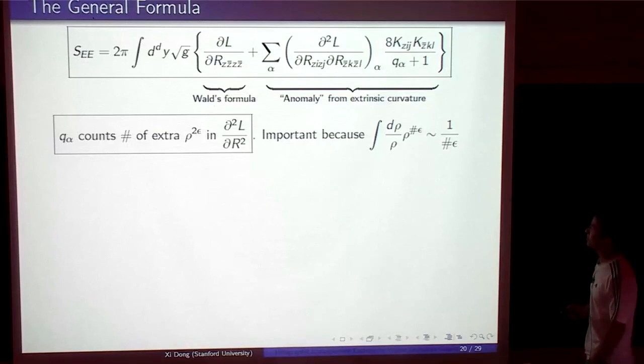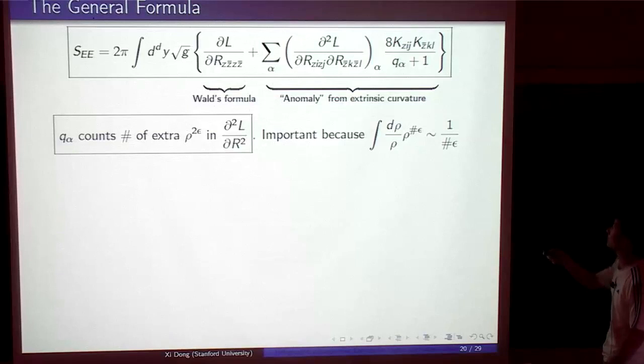So there is a counting parameter involved, which counts how many extra powers of rho to the 2 epsilon appear in the second derivative of L. This is because we have a log divergence, and any powers of rho to the epsilon are important. We need to keep track of all of them.